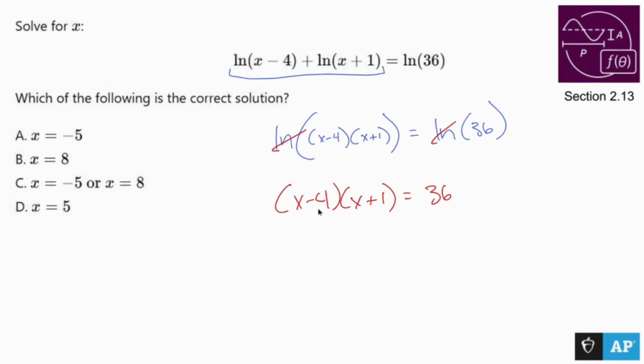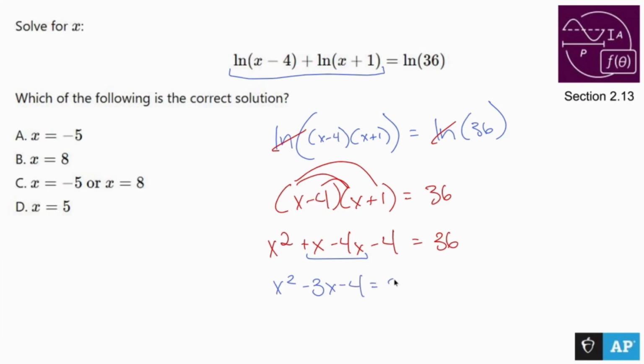Now what I have to do is FOIL this out. So x times x is x squared, x times 1 is x, negative 4 times x is negative 4x, negative 4 times 1 is minus 4. That equals 36. The x terms in the middle combine to x squared minus 3x minus 4 equals 36.